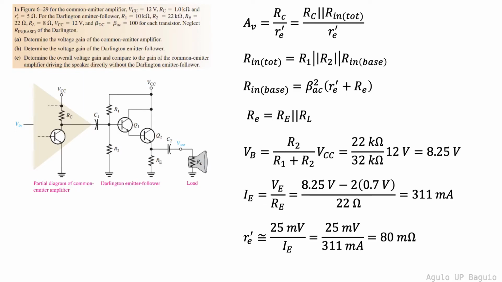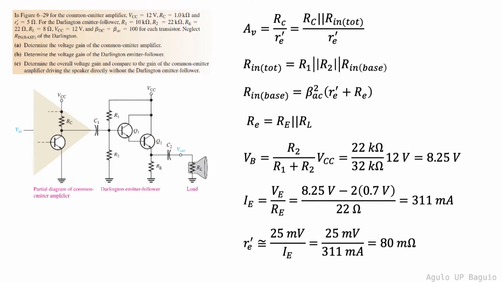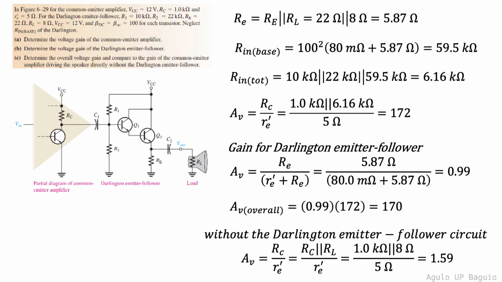We can now solve for the AC emitter resistance of the Darlington emitter follower circuit to be 80 milliohms. Let's now solve for the equivalent emitter resistance first. Solving gives us 5.87 ohms. Using the equation for the input base resistance and plugging in the obtained and given values, we have 59.5 kiloohms. The input total resistance can then be computed to be 6.16 kiloohms. Finally, we solve for the gain of the common emitter circuit to be 172.